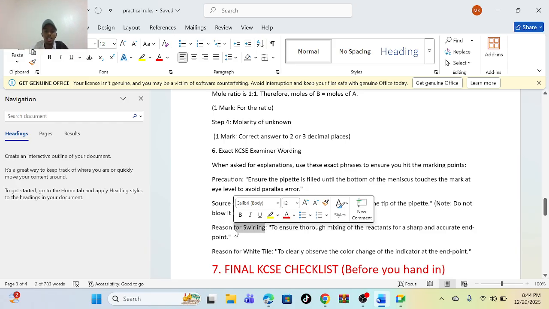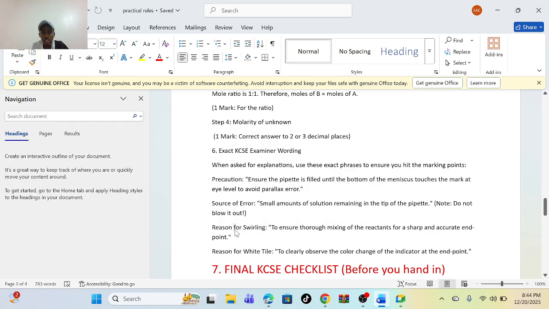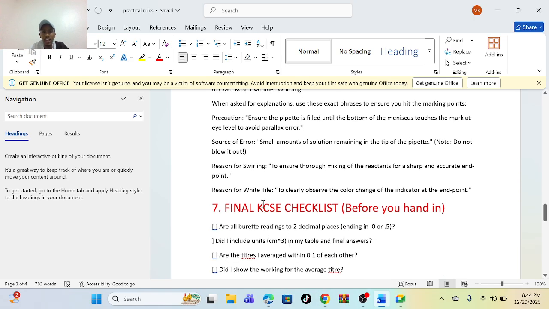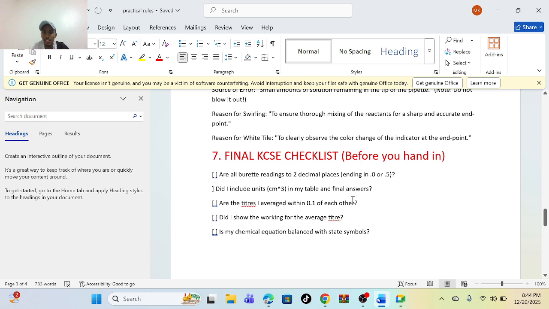Reason for swirling. Swirling inamaanisha nini? Swirling is just mixing, yani una mix roundly. Si shaking, you mix roundly. Yani uko unachora nini? Uko unachora circle. To ensure thorough mixing of the reactants for a sharp and accurate endpoint. Reason for white tiles, achana hiyo. Final KC checklist, achana hiyo.